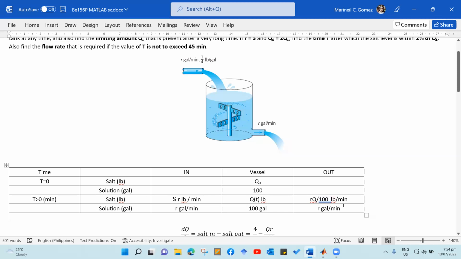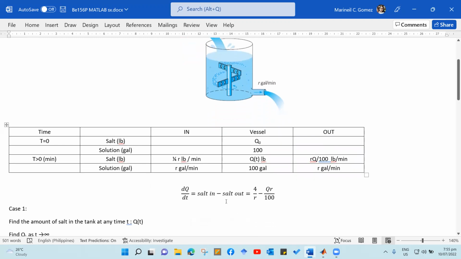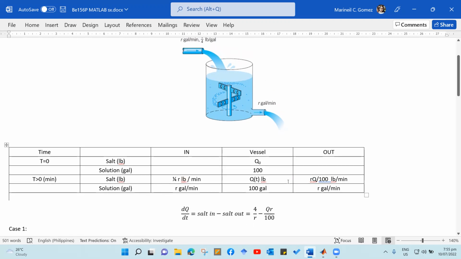To get the pounds per minute, the rate at which the salt is flowing out, the concentration is Q over 100 multiplied by the volume going out. That's why you get RQ over 100 pounds per minute. And now you have your differential equation. The change in the amount of salt, Q, over time is basically salt in minus salt out.